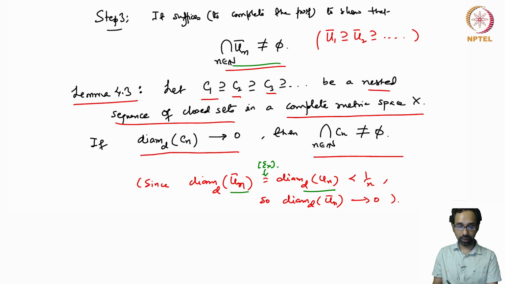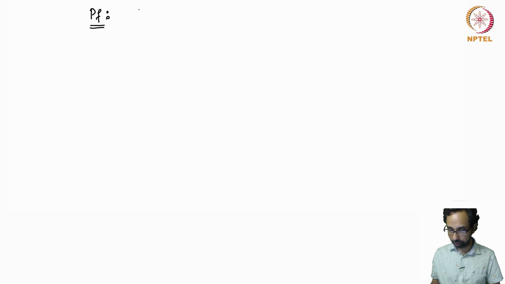So let us prove this lemma. But before we go to the proof, I should mention that this nested sequence is a sequence of non-empty closed sets. Because otherwise, if you just have empty sets, then of course the intersection will also be empty. So just to be careful, we always assume non-empty sets. Okay, so let's look at the proof.